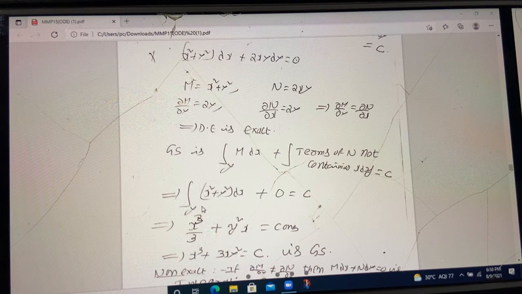Now integrate with respect to x regarding y as constant. x square integrates to x cube by 3. Then y square is constant with respect to x, so 1 dx gives x, and we get y square times x. If it is a number, how will you solve? Same way, equal to constant. So multiply by 3: x cube plus 3x y square equal to c is the general solution. Very important.